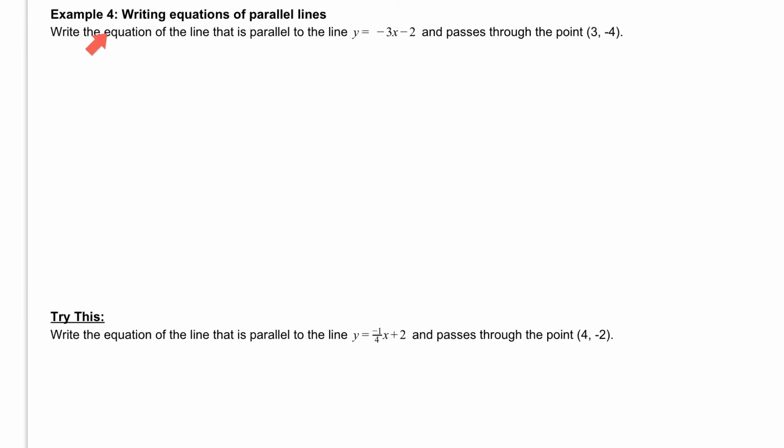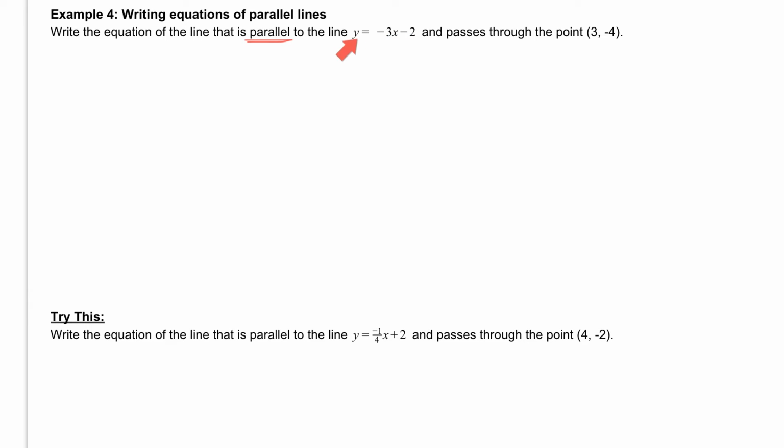In example 4, we're going to write the equation of a line that is parallel to this line and passes through the point (3, -4). First thing that we have to note is that it's parallel, because parallel tells us that the slopes of our new line and this line have to be exactly the same.